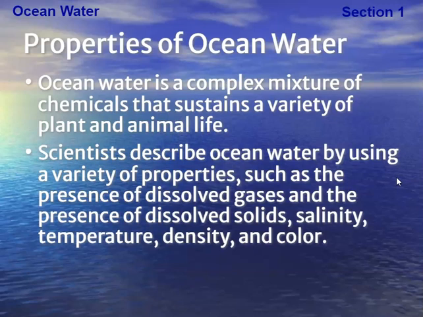We notice that the oceans are actually increasing in salinity, and part of that is because we get water that is evaporated. Well, we aren't taking any of the salts that are in the ocean back up into the atmosphere. They stay trapped in the ocean, and then we end up with the water going over land, precipitation coming down, running off, and pulling more salts into the ocean. So scientists describe ocean water by using a variety of properties, such as the presence of dissolved gases and the presence of dissolved solids, which is salinity, as well as temperature, density, and color.